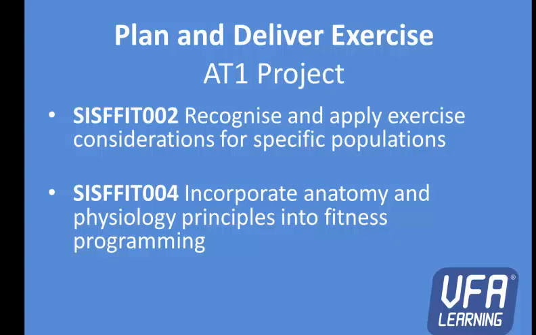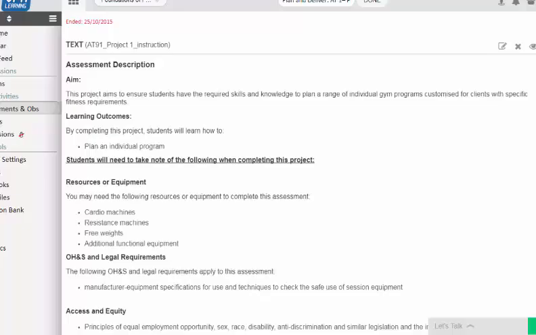This task is assessment task 1, which is a project and comes from the plan and deliver exercise cluster. The units covered in this assessment task are SIS FIT 002, recognise and apply exercise considerations for specific populations, and SIS FIT 004, incorporate anatomy and physiology principles into fitness programming. The goal of this task is to assess your ability to develop fitness programs.